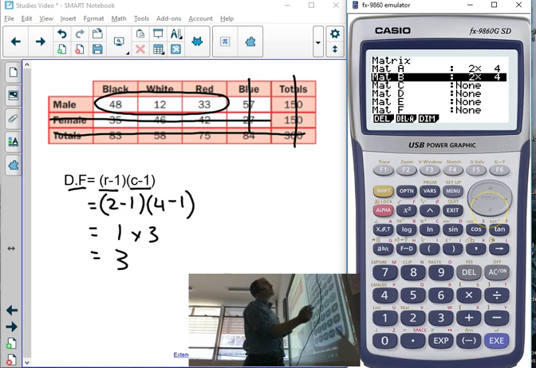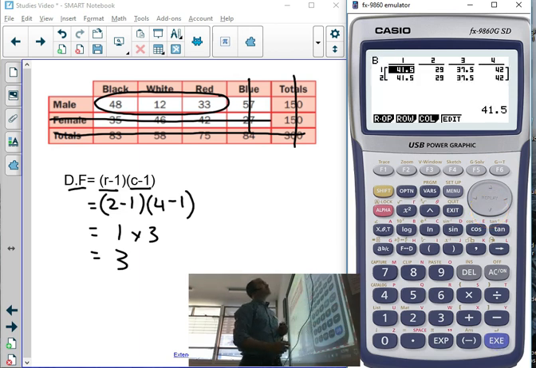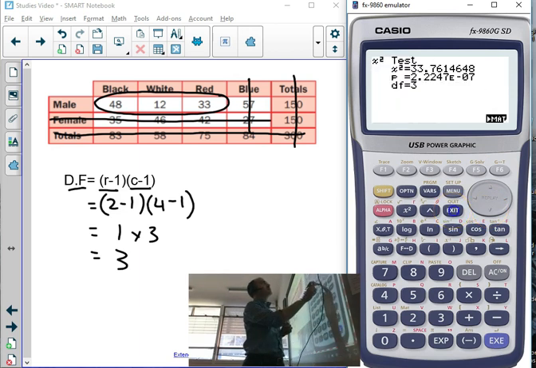If I scroll to my expected values, I can see, oops, beg your pardon, come back to this screen. I don't need to go to my matrix on this one, but I can see that DF is 3, degrees of freedom is 3. So all that information is there on your calculator.